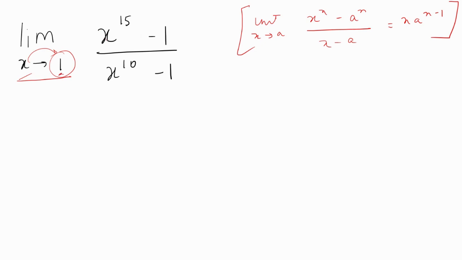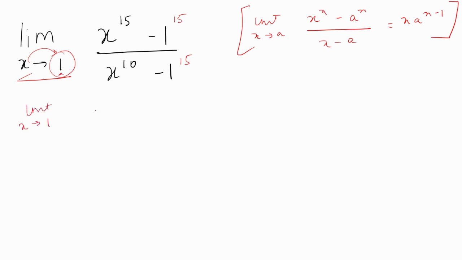And also, x to the power 15 minus 1, this is in this form. X to the power 15, and a, what is a? A is 1, and 1 to the power 15, I can write this over here. Correct. So this is x to the power 15 minus 1 to the power 15. Okay, so it's in this form. So what am I going to do?